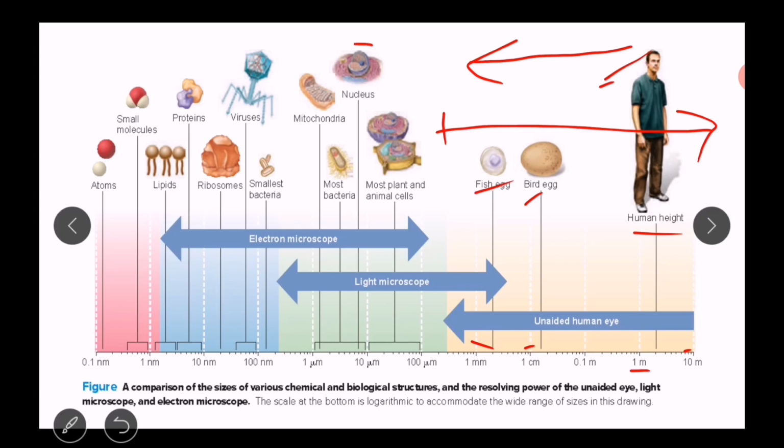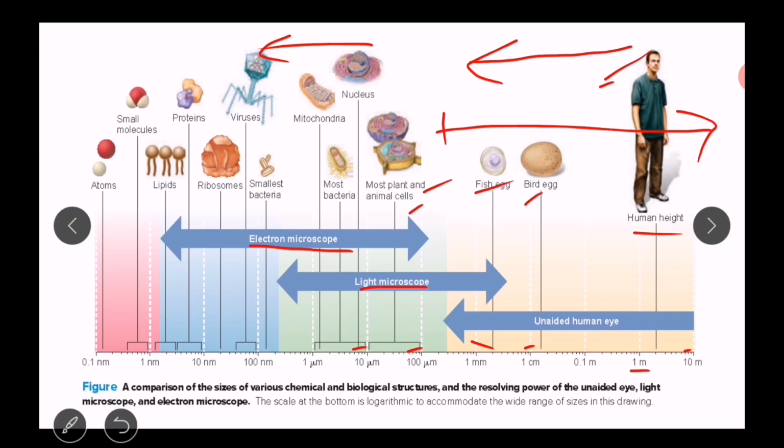Now if you want to see further smaller things, you require instruments, a device. What are the devices called? They are called light microscope, or if you want to see even smaller things, electron microscope. Clear? Now you see the size range of the cell. Here you see 10 micrometer to 100 micrometer. Between this size range lies the size of most plant and animal cells. Most plant and animal cells size ranges from 10 micrometer to 100 micrometer.